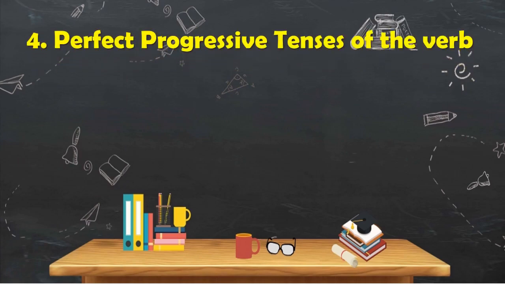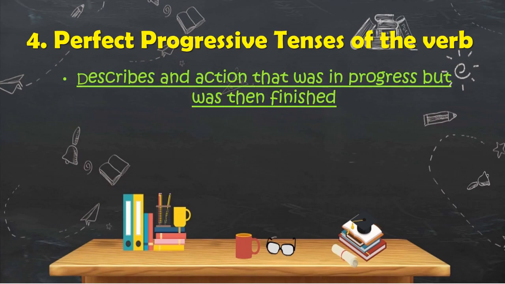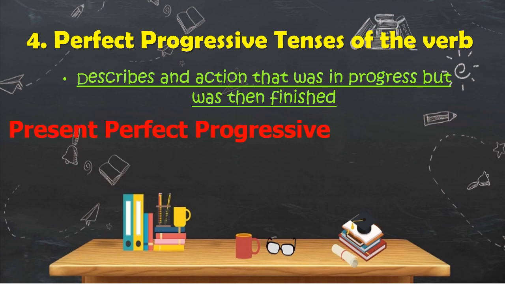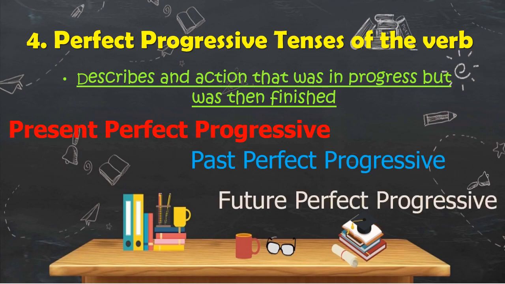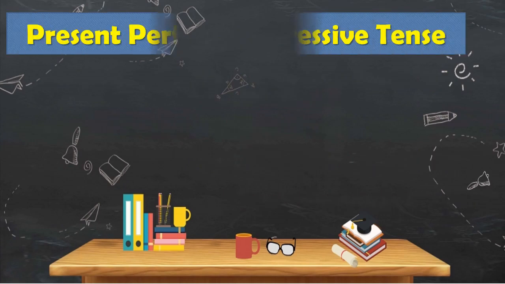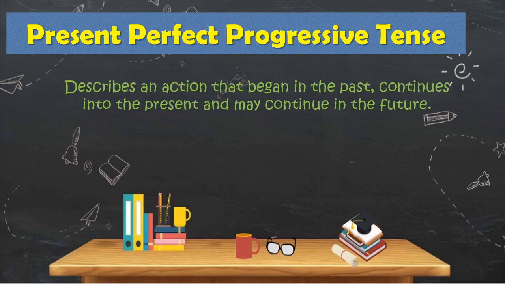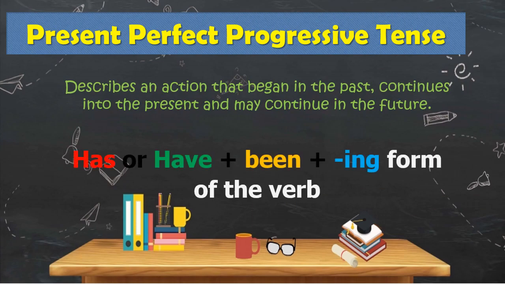And finally, the last aspect, the perfect progressive tense. The perfect progressive describes an action that was in progress but was then finished. They are present perfect progressive, past perfect progressive, and future perfect progressive. The present perfect progressive, it describes an action that began in the past, continues in the present, and may continue in the future. We are going to use has or have plus been plus ing form of the verb.